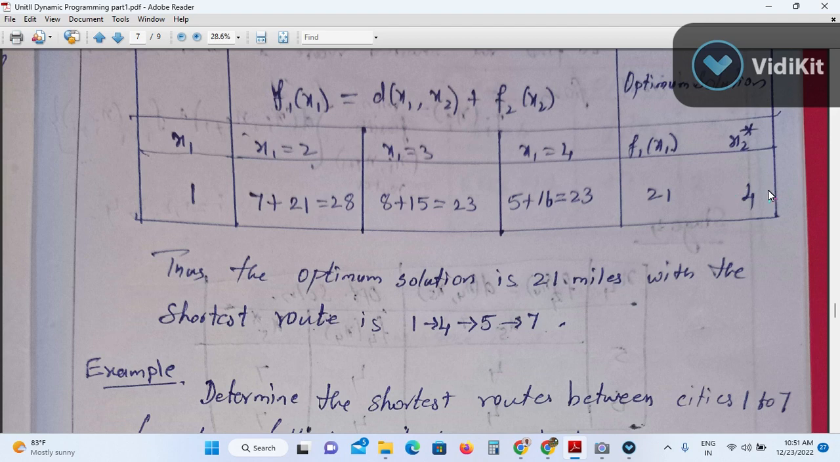Now we can conclude all these things. We are starting from 7, the very shortest distance, and the previous node we can reach. Thinking about 5 and 6, 5 gives the shortest distance. Therefore, 5.